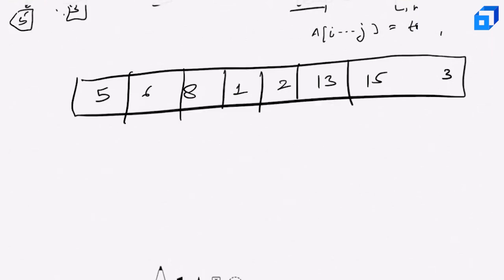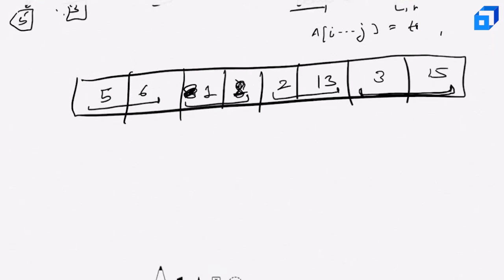Question is, if we have to sort anyway, why don't we take pairs by pairs, right? So let's just take pairs 5, 6, 8, 1, 2, 13, 15, 3. And let's just first sort them. So we end up sorting them. And for example, we end up finding that this is 5, 6. This becomes 1, 8. This is 2, 13. And this becomes 3, 15. Right. Now, the problem is we've done pairwise sorting, but the array is still not sorted.